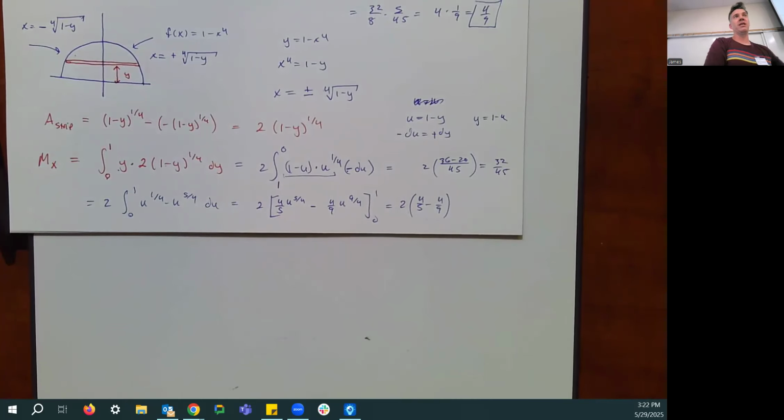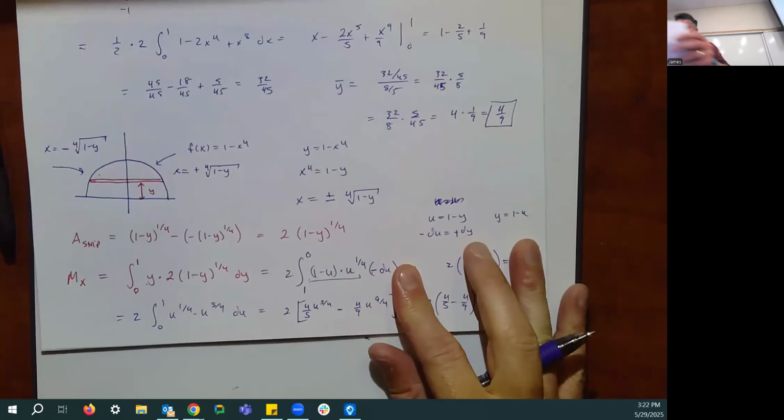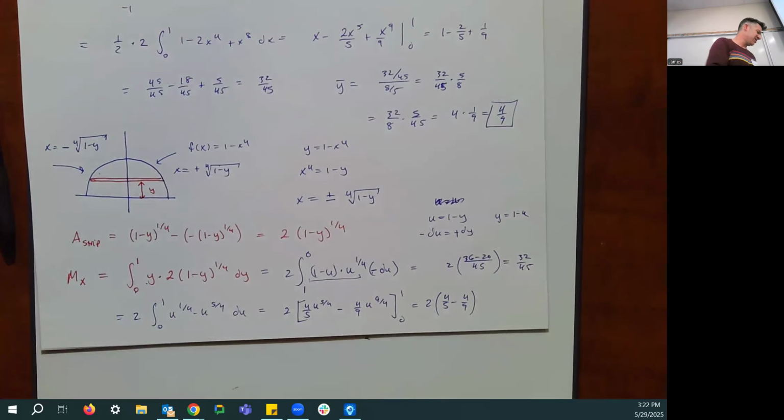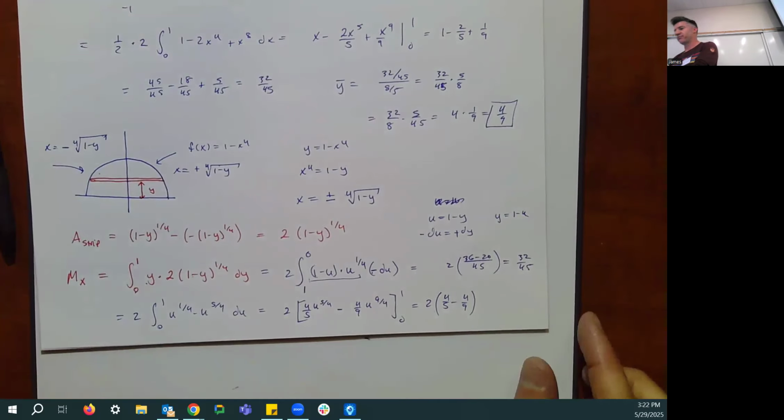So when you get around to 21D, if you talk about moments, try to remember this, because it's kind of neat. It's kind of nice to see how much easier it is to do with double integrals than with single integrals. All right. So that problem looks like it was not too awful, but still the numbers are not great. It was a little bit messy.